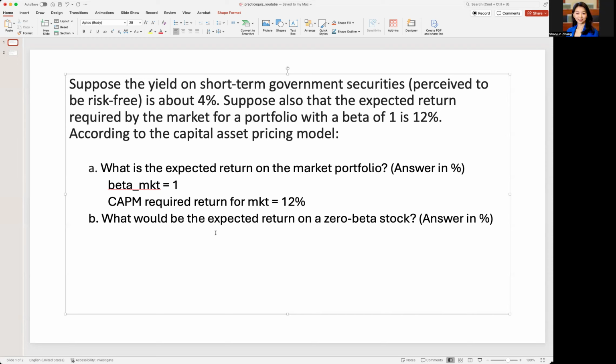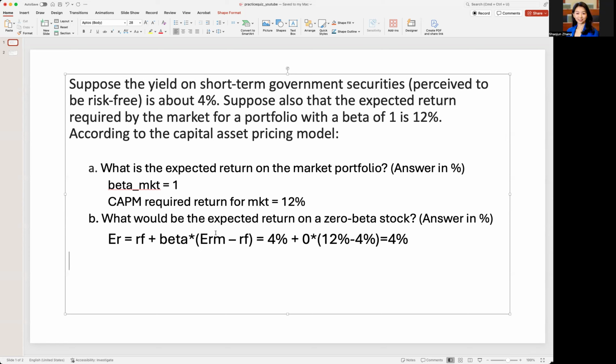Second question, what would be the expected return on the zero beta stock? I guess the easiest way is to just calculate it. ER equals the risk-free rate plus beta times the market excess return, that is, market minus risk-free rate. That's going to be 4% plus zero beta times market minus risk-free rate, and you get 4%, which is the same as the risk-free rate.